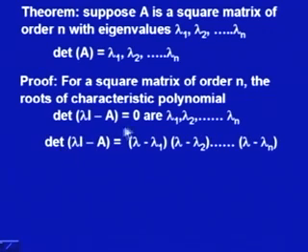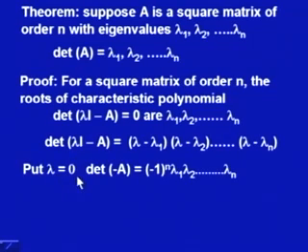Since these are the roots and this is a characteristic polynomial of degree n, we can write down that characteristic polynomial which has roots lambda 1, lambda 2, up to lambda n as the product of these factors. So we can say determinant of (lambda I minus A) is equal to (lambda minus lambda 1)(lambda minus lambda 2) and so on up to the factor (lambda minus lambda n). Now if we put lambda is equal to 0 in this, then determinant of (minus A) is equal to minus lambda 1, minus lambda 2, and so on, minus lambda n, as these lambdas are put to 0. So there are n minus signs.